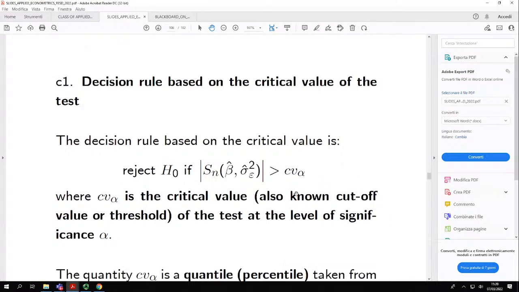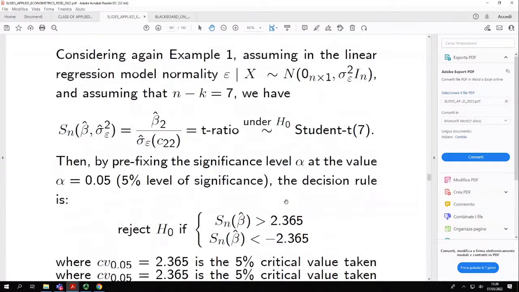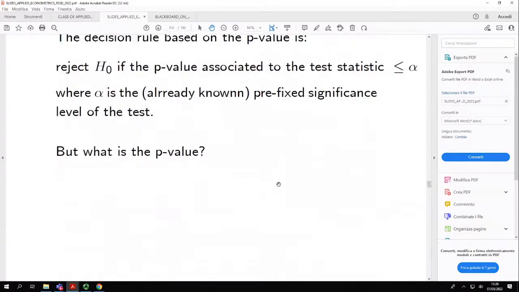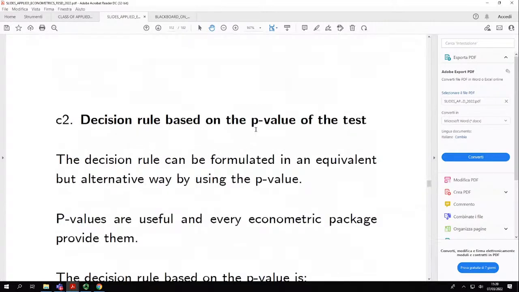Now, the second way to go, C2, is what I want to do today: the decision rule based on the p-value of the test. The 2 things are not alternatives. They are the same thing, but we can go one way or the other way. But I want you to know both ways, because my mission is to get you as close as possible to concepts that economists typically tend to treat in a mechanical way. I don't want you to do mechanical things. I want you to open your light here, okay?